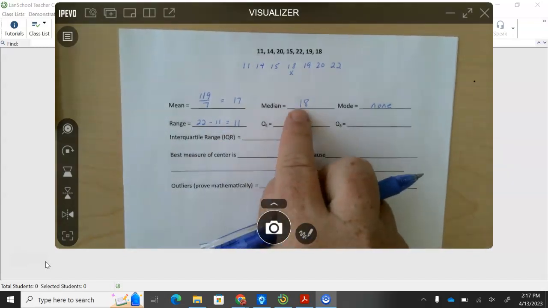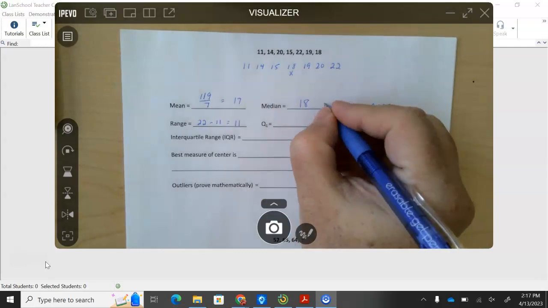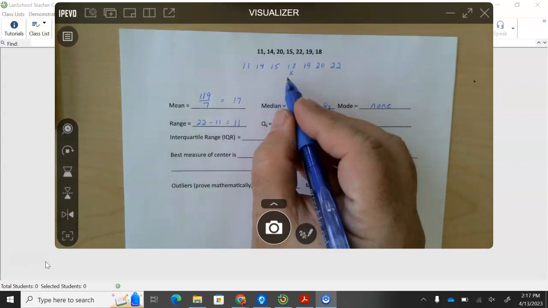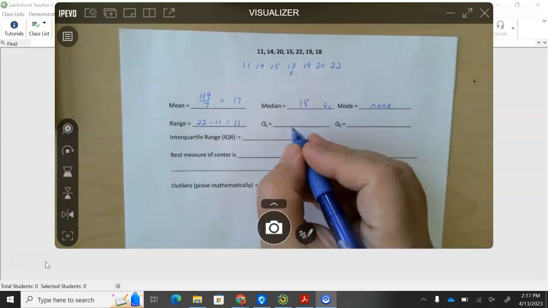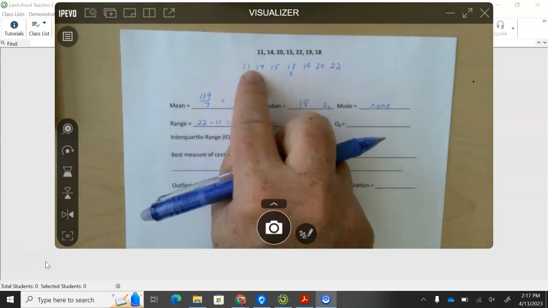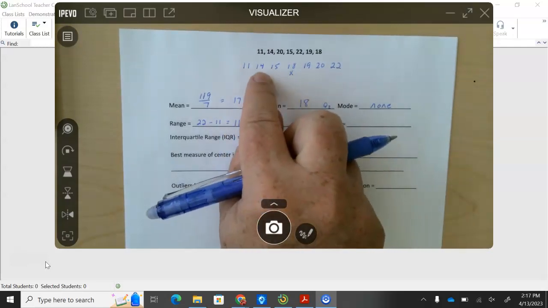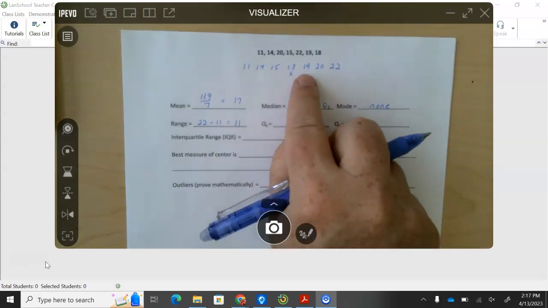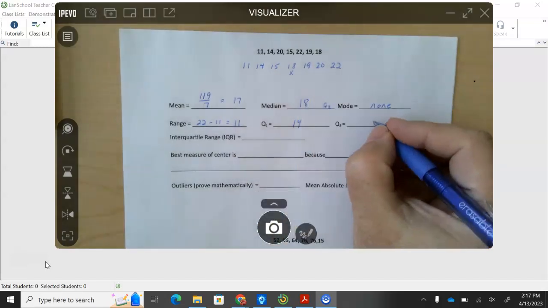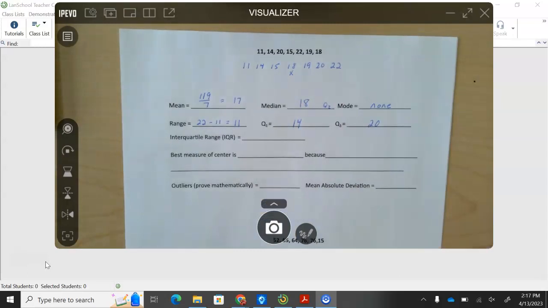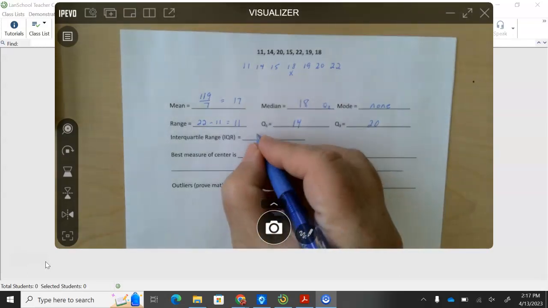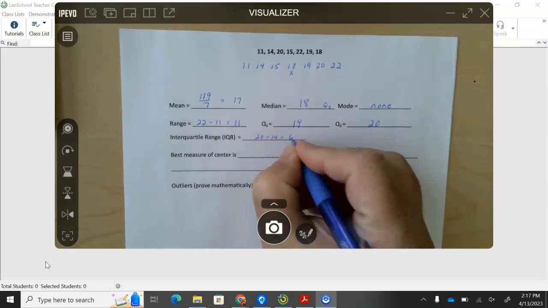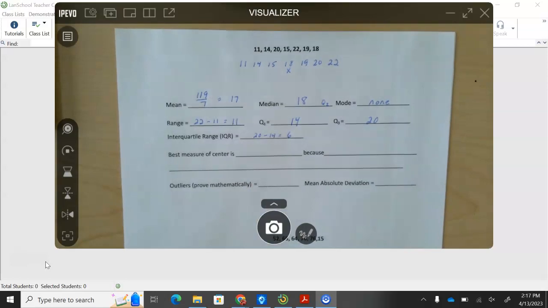Now, we've already done the median, which you remember is our Q2. So from here, I can look at it and go, okay, great. Q1 is the median of the small set, and that means these 3 numbers, the one in the middle, Q1 is 14. My Q3 is the median of the high set, 20. Interquartile range is Q3 minus Q1, so our IQR is 6.